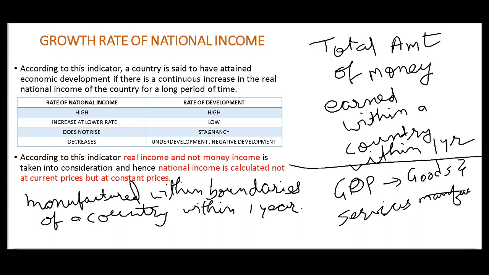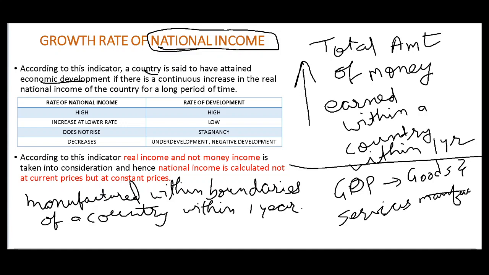Now this national income will become an indicator, which means with the help of national income we will measure the development of a particular country. According to this indicator, a country is said to have attained economic development if there is a continuous increase in the real national income of a country for a long period of time. Means a country is said to have attained development when there is a continuous increase in real national income.